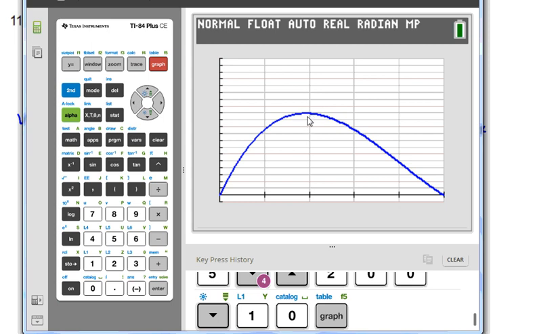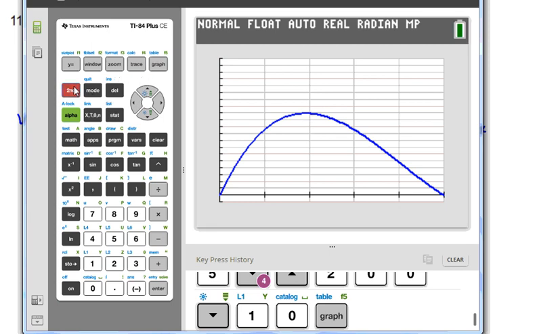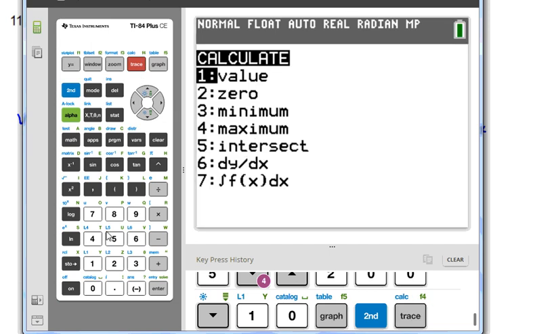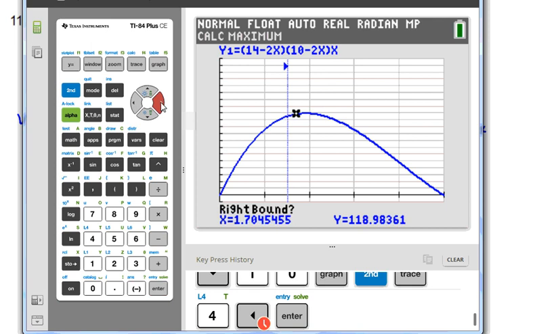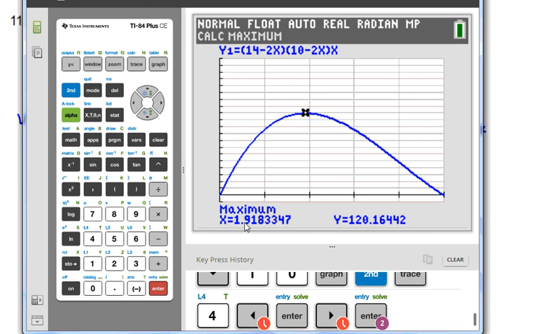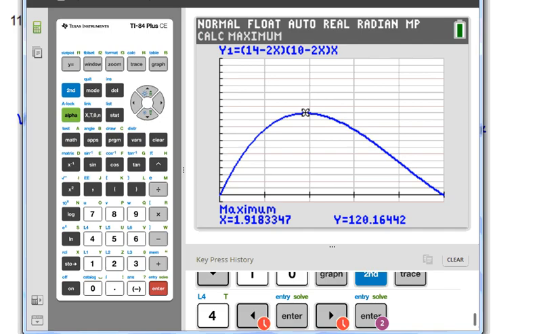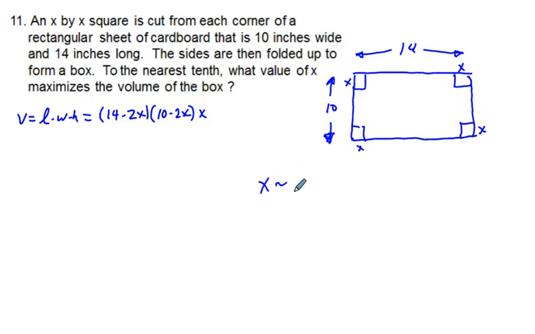So we're going to see a maximum volume right here, where x looks like it's about 2. Let's go to second trace, and choose maximum. It says left bound, so we arrow to the left of that maximum and press enter. Then it says right bound, we arrow to the right, press enter, and enter one last time. So we get x equals 1.918. I'll call it 1.92, and to the nearest tenth of an inch, we say x is approximately equal to 1.9 inches.